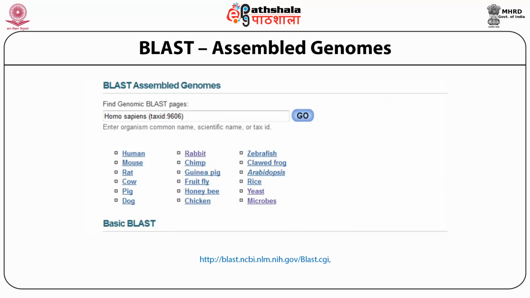In the BLAST assembled genomes page, start entering Homo sapiens. As you begin, the drop-down list will suggest available genomes. You can select from the suggested genomes. If the genome is not suggested, then you can click a broad category written below this text box. However, for the present example, start typing Homo sapiens and select the suggested option with taxonomy ID 9606 and click the Go button. This tool searches similar nucleotide sequences from a chosen assembled genome.